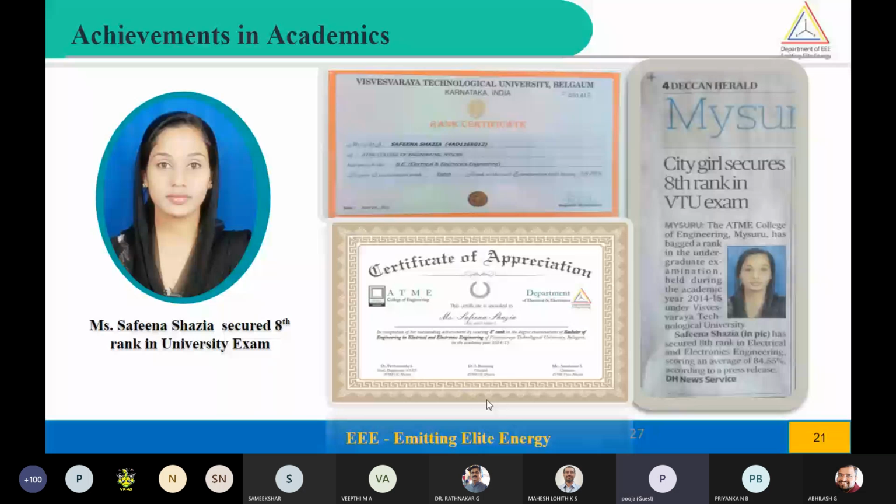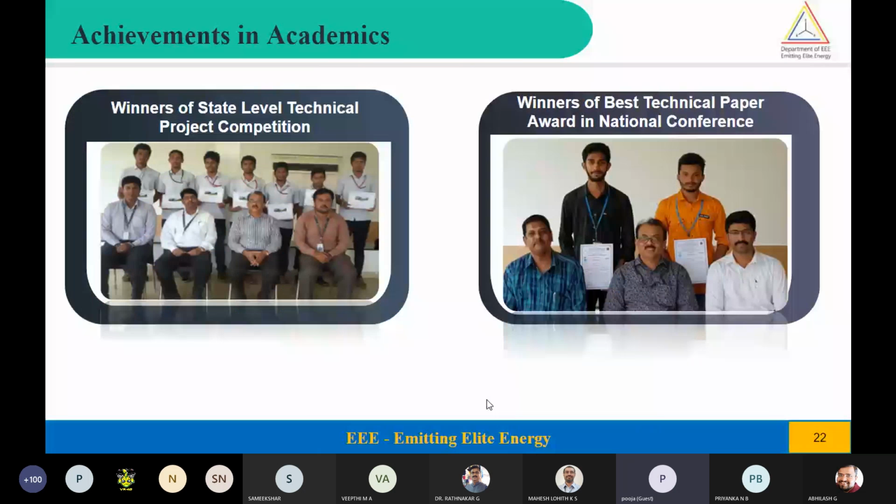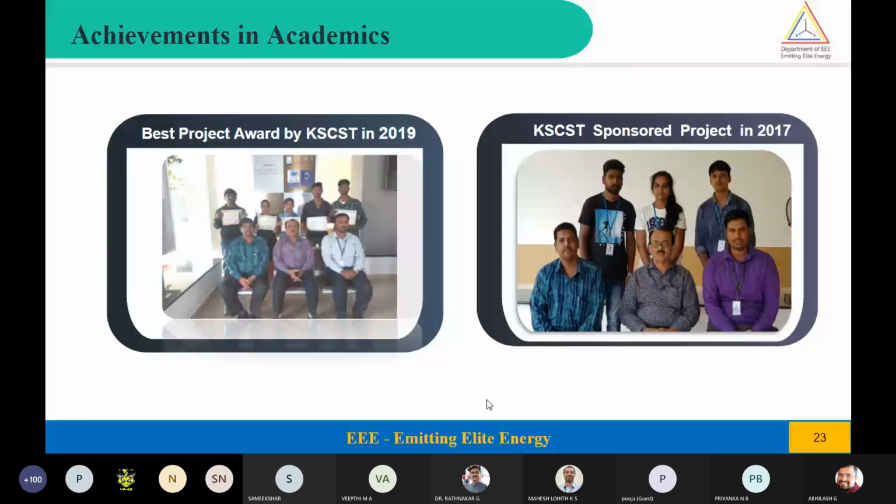And our students are not stopping there. They are also winners of state level technical project competition, and they are also winners of best technical paper award in national conference. And as I told you, Karnataka State Council for Science and Technology, they have got the best project award many a time, and even in 2020 they have done it.